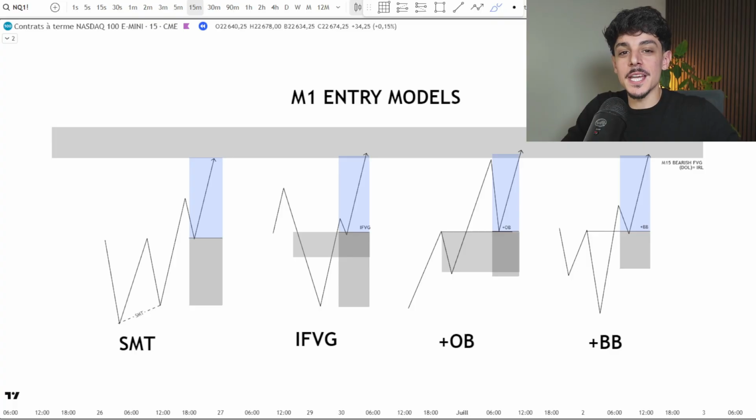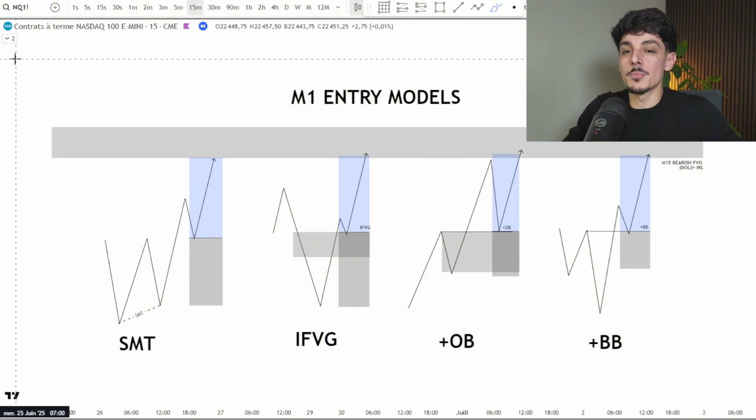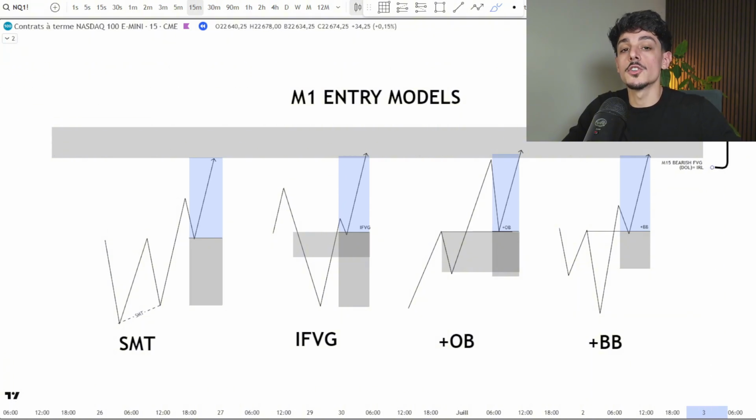Let me do a quick recap of everything I just said and all the entry models you can use. So you have the SMT divergence if you have a bullish bias because you swept a sell side liquidity pool on the 15-minute chart and just created a bearish 15-minute fair value gap. This is your drawn liquidity, as you can see right here. So price should be attracted to that 15-minute gap.